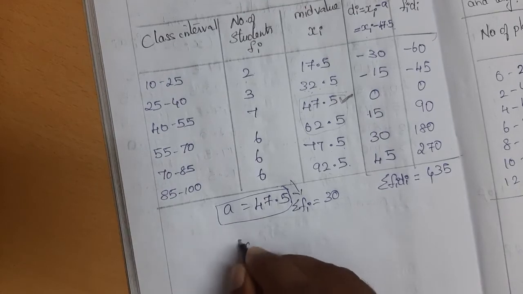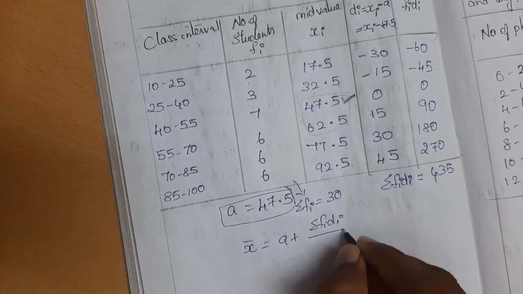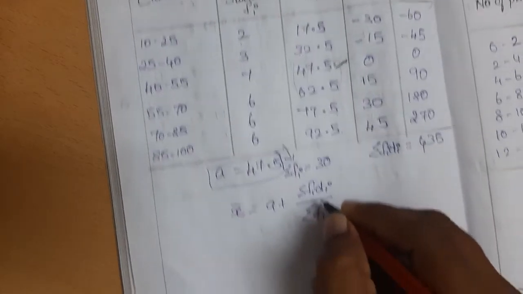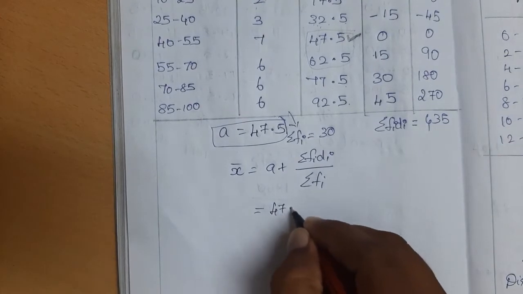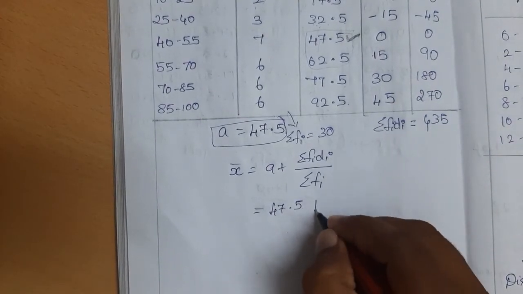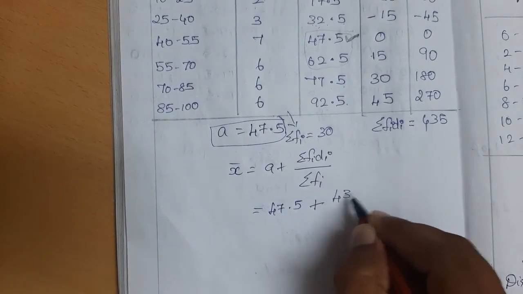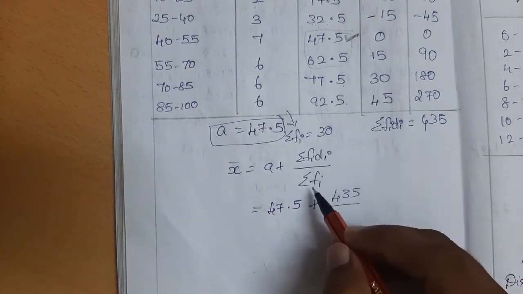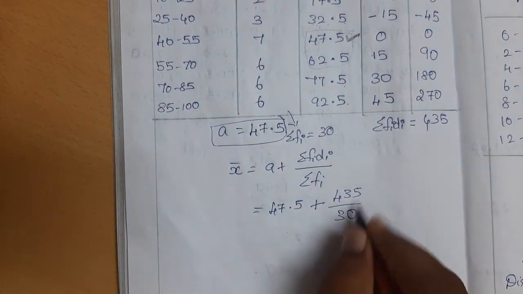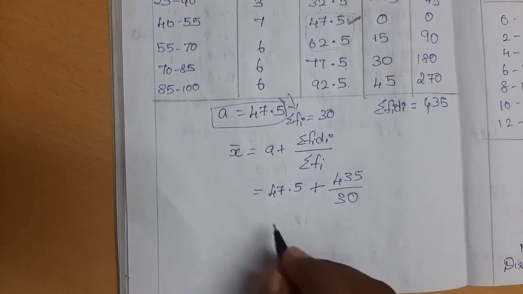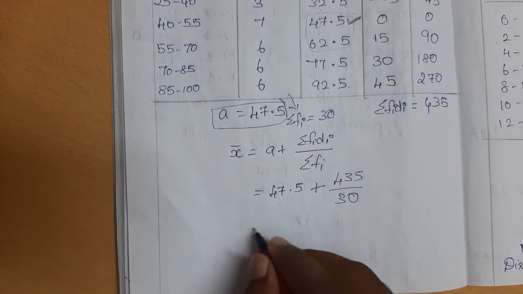Just substitute it. So x bar is equal to a plus sigma fi di divided by sigma fi. A is 47.5 plus sigma fi di is 435. We have added and found 435 divided by sigma fi, which is 30. So let me divide this, then we'll add. It will be easy. So you can divide by the 3 table and we can make a decimal.